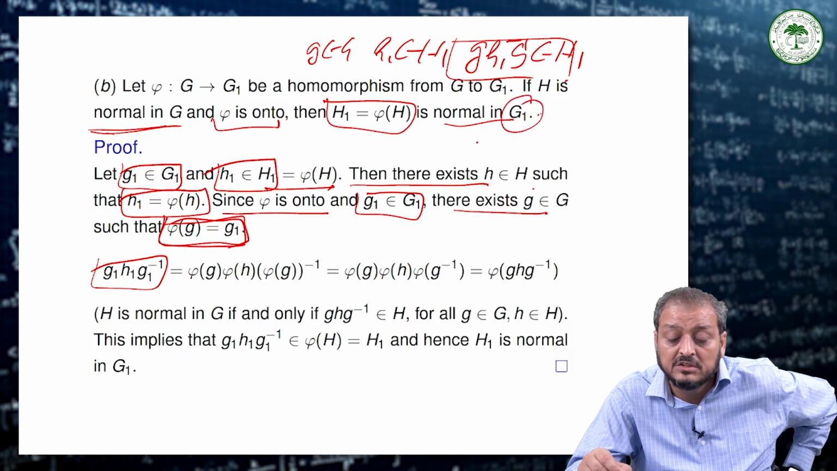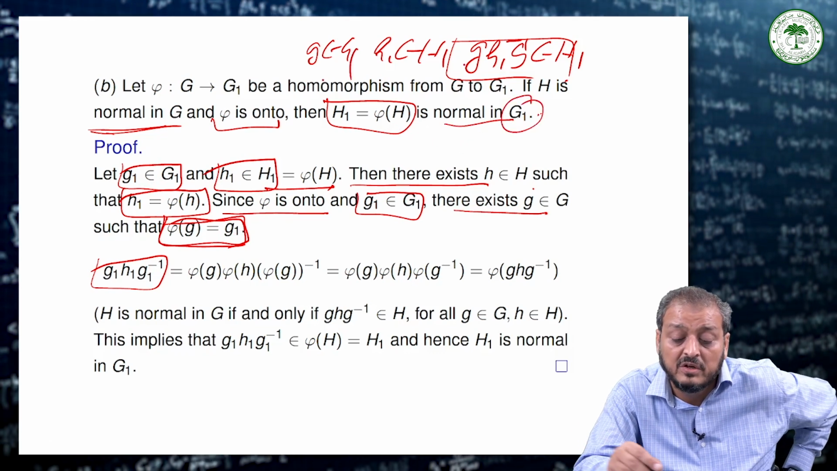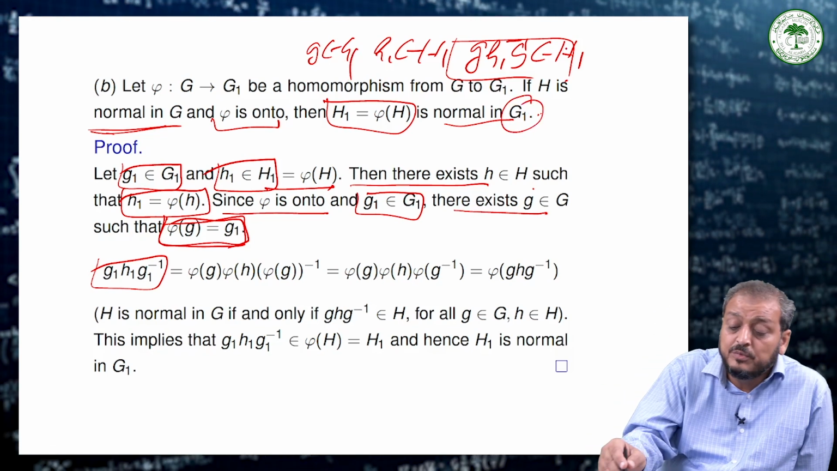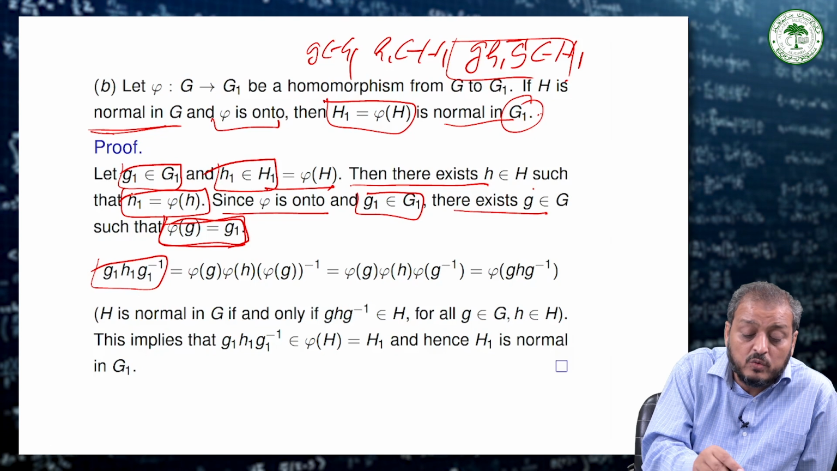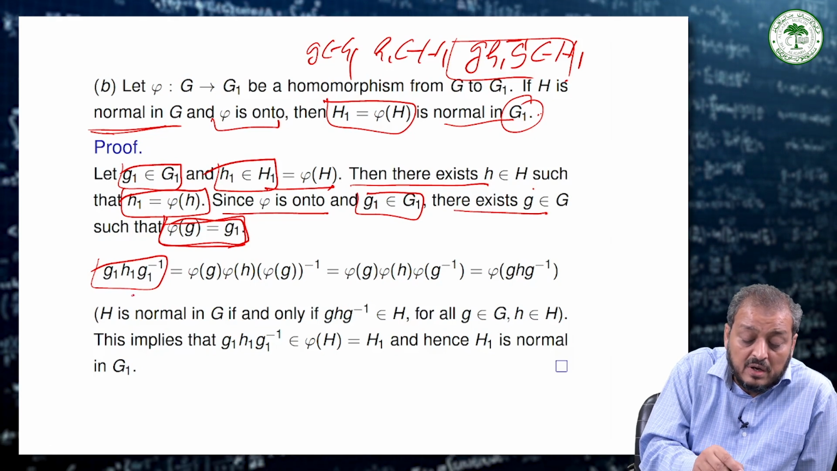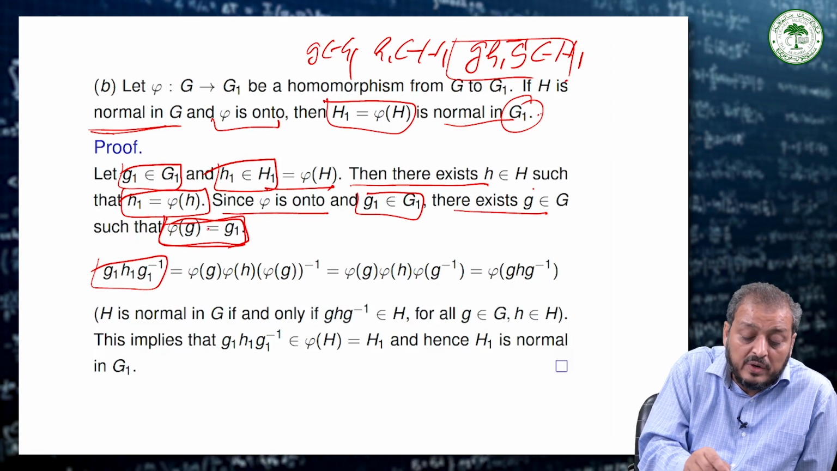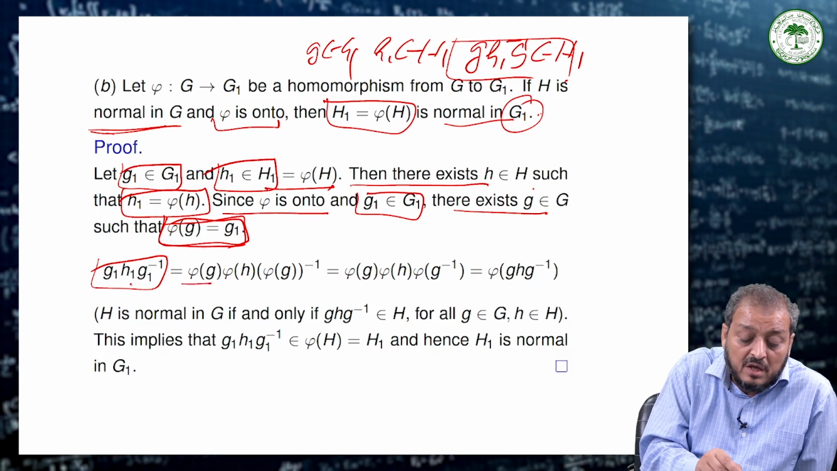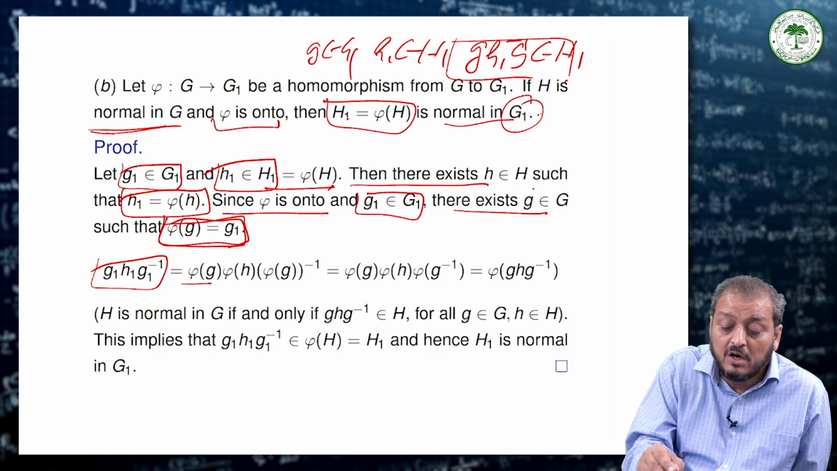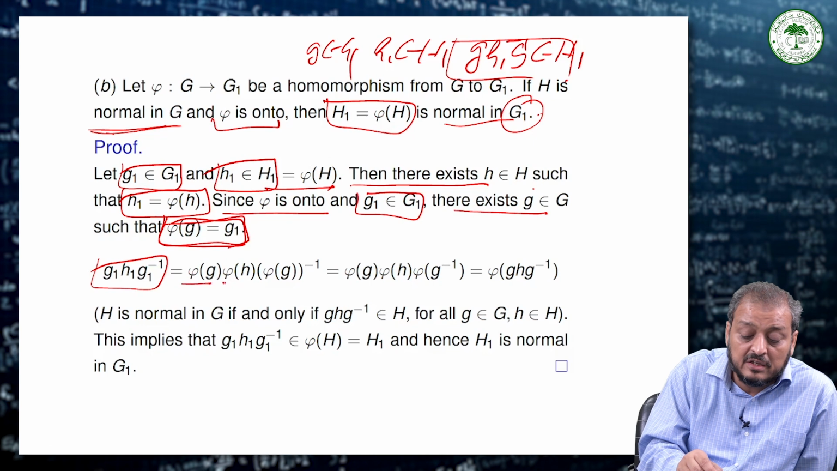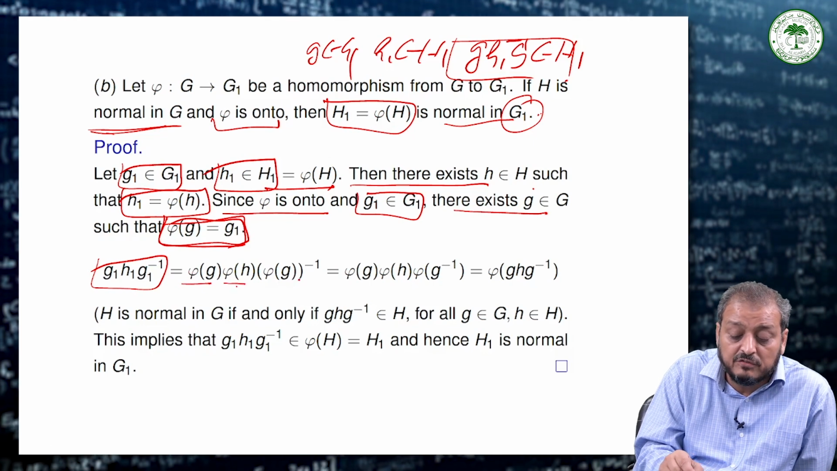So if H is normal in G, then we can take a g1, g1 an element of G1, and H1 is also an element. So this means we can take any two elements g1, h1, and g1 inverse. Now g1, by the onto-ness, can be written as phi of g, and h1 can be written as phi of h, because phi of h is the same as h1. So this can be written as phi of g, phi of h, then phi of g inverse.